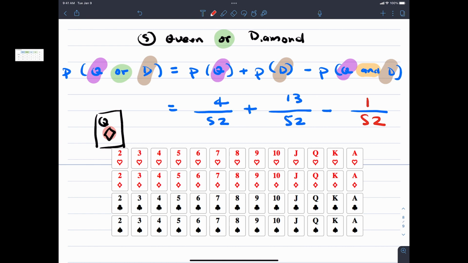So, yeah, that fraction or that probability isn't always 0. In this case, the card Queen and Diamond is a Queen of Diamonds.